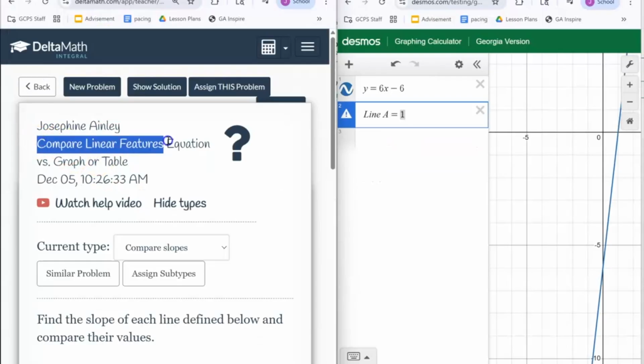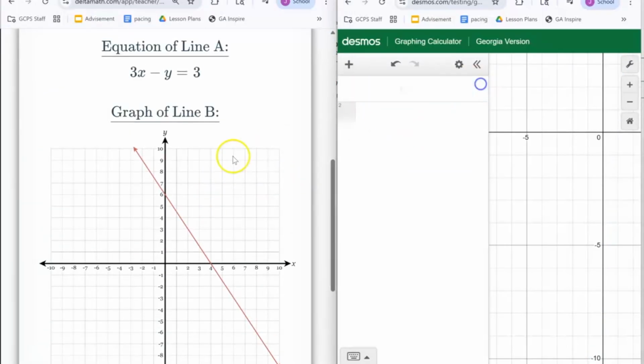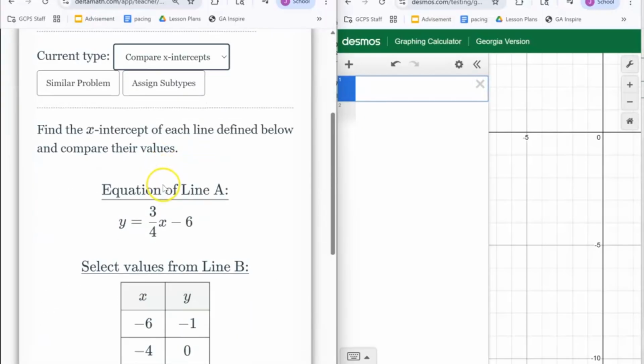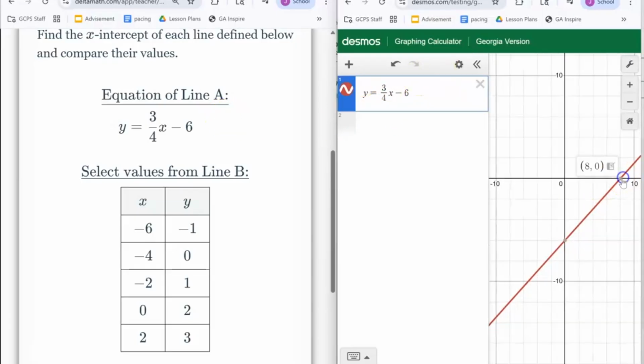All right, so we're going to do compare linear features equation. So we're going to compare different things. There's comparing x-intercepts, y-intercepts, and slopes. I'll start with x-intercept. So how do I find my x-intercept from an equation? I type in the equation, and I make sure that I'm typing exactly what I'm seeing. Boom. And how do I find the x-intercept for that? I click on it. So that x-intercept is 8. So line A equals 8. And I just need to find line B.